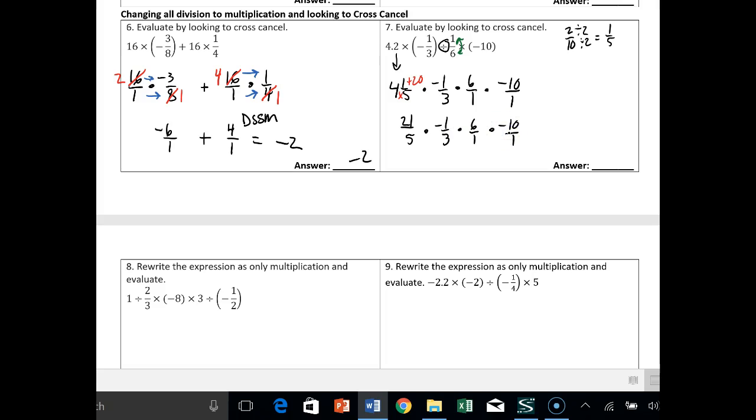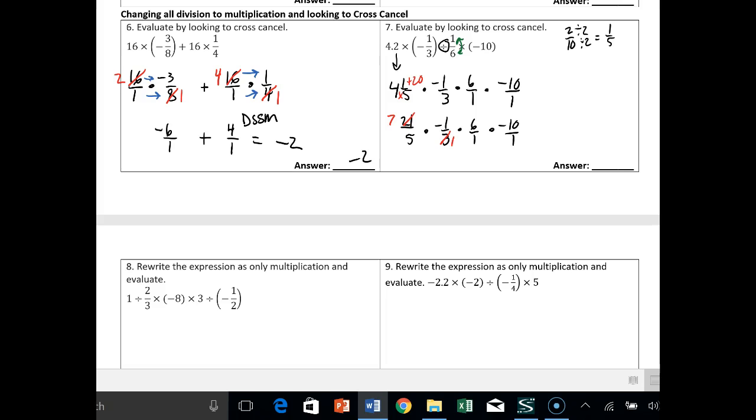So now we got a super long multiplication problem, but we can do some cross canceling, and we can move stuff around if we want to make it easier. It's really up to us. Technically, right off the bat, I just see 21 and 3, so I just want to go ahead and say, let's cross cancel those. 3 divided by 3 is 1. 21 divided by 3 is 7.